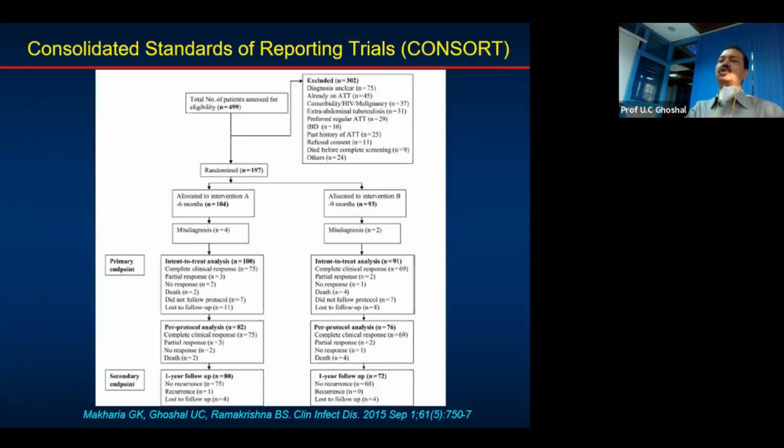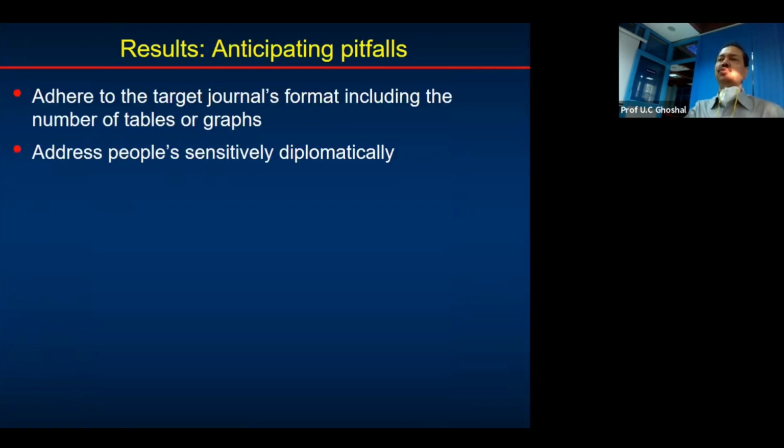Now this is one CONSORT chart. CONSORT is Consolidated Standards of Reporting Trials. Now this was originally made for trials, but I tell you, now it is not only for trials. We want a CONSORT type of chart in everything, so that I know to recruit this many patients, how many did you screen?